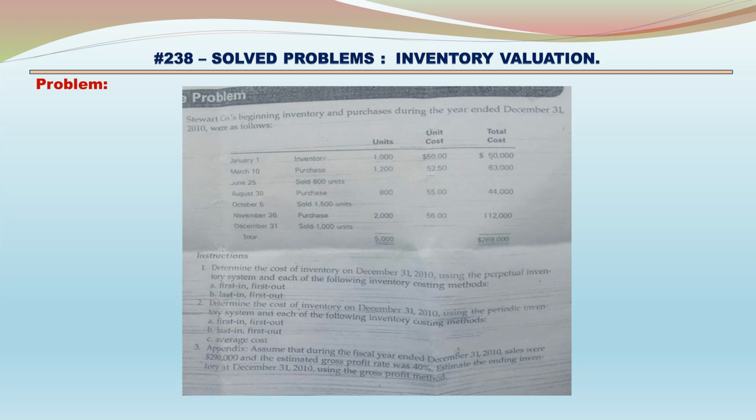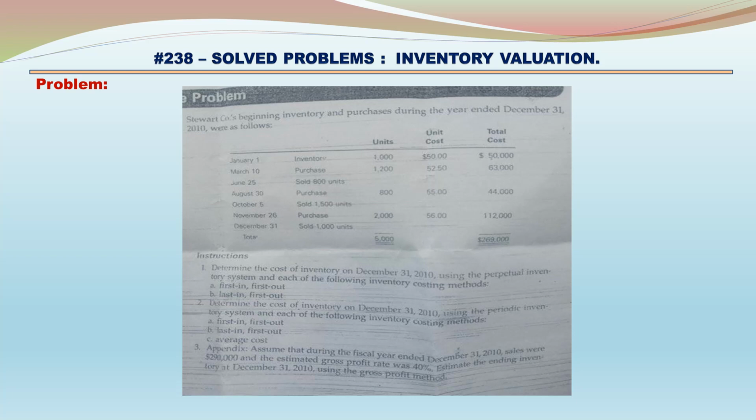Instructions. 1. Determine the cost of inventory on December 31, 2010 using the perpetual inventory system and each of the following inventory costing methods. A. First in, first out. B. Last in, first out. 2. Determine the cost of inventory on 31st December 2010 using the periodic inventory system and each of the following inventory costing methods. A. First in, first out. B. Last in, first out. C. Average cost.